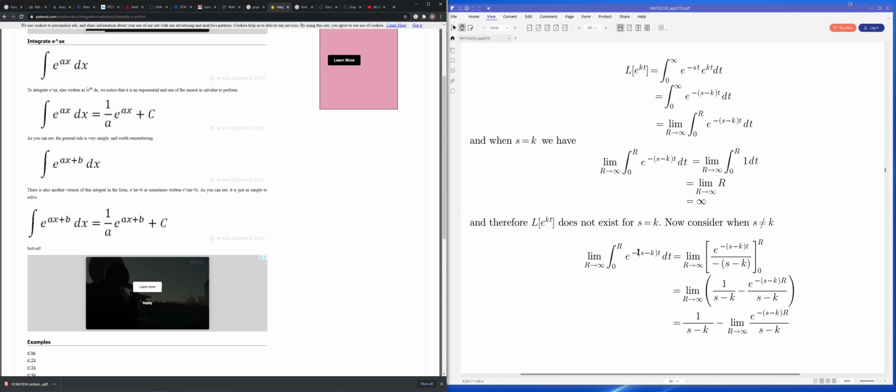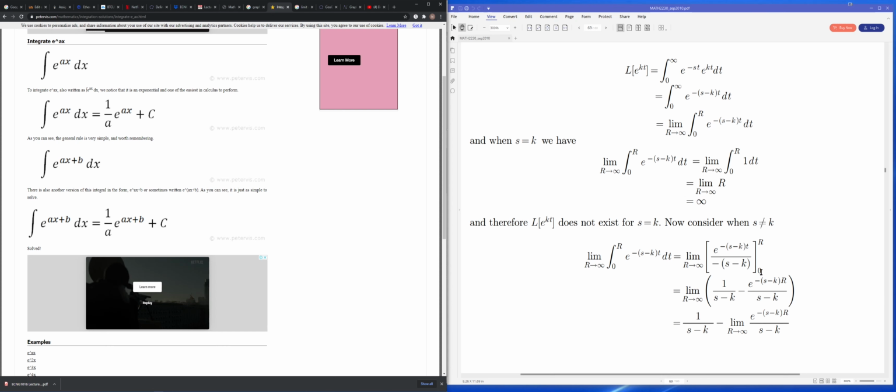And the coefficient is minus s minus k, right? So when I integrate this exponential, I divide by the coefficient of the t, which is minus s minus k. I still have this exponential over here. And then what I'm going to do is put t equal to r and t equal to 0 into this expression.